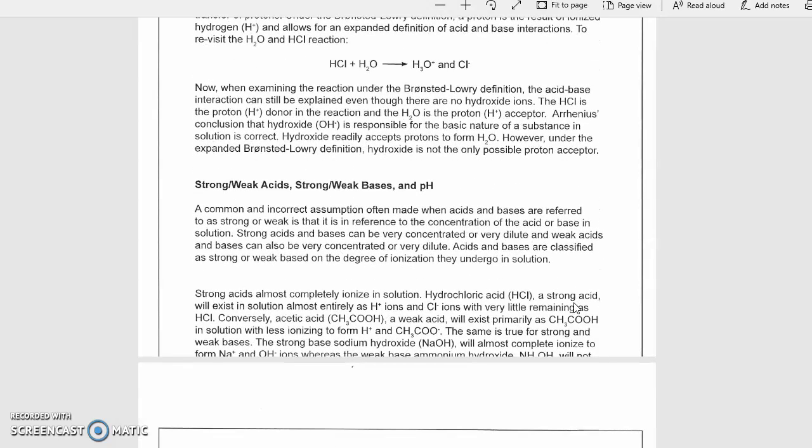And then this is a key point right here. A common and incorrect assumption often made when acids and bases are referred to is that it's in terms of concentration, and that's not the case. Strong acids and bases can be very concentrated or very dilute. It depends upon how much dissociation there is between the conjugate base or the conjugate acid and the hydrogen ion released, or the conjugate base and the OH group that is released when it goes into a solution. Okay? So the degree of ionization determines whether it's a strong or a weak one, not the concentration.